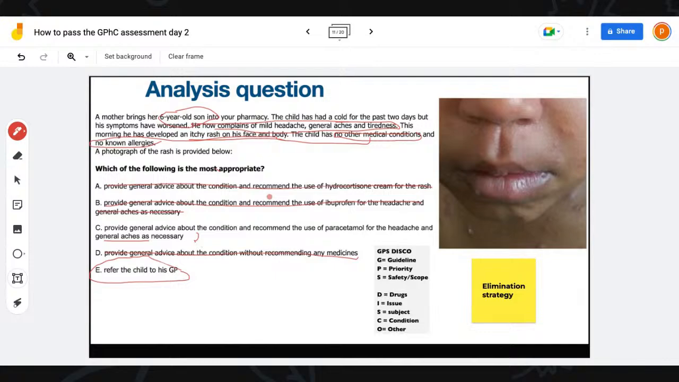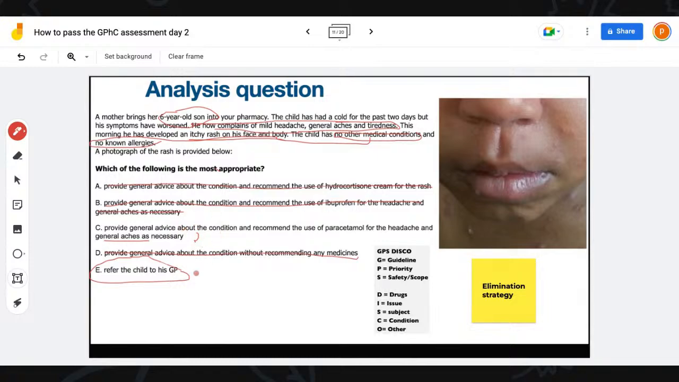And then when you look at the answers as well in the question, the answers will give you hints. So if you see B, for instance, talks about ibuprofen, you know the GPhC is trying to test you about ibuprofen. You don't give ibuprofen to a chickenpox rash. So this is how you determine this is the right answer.